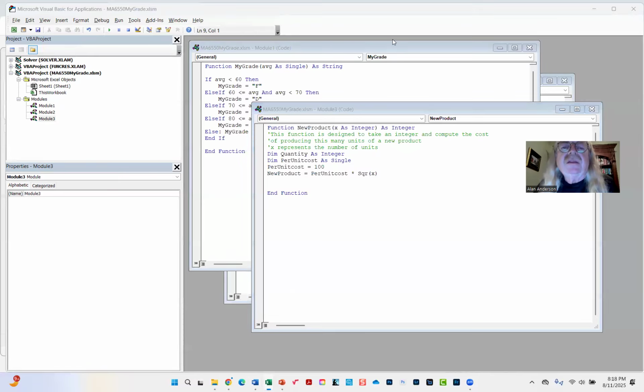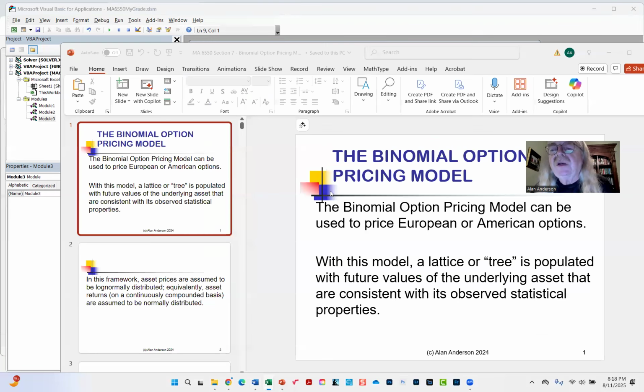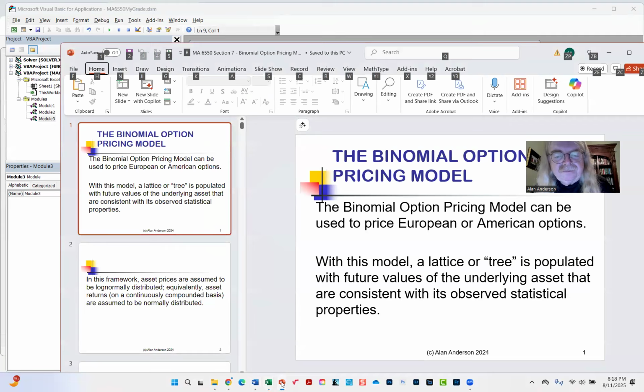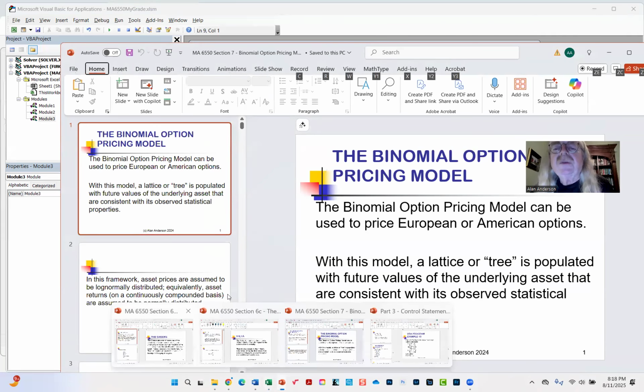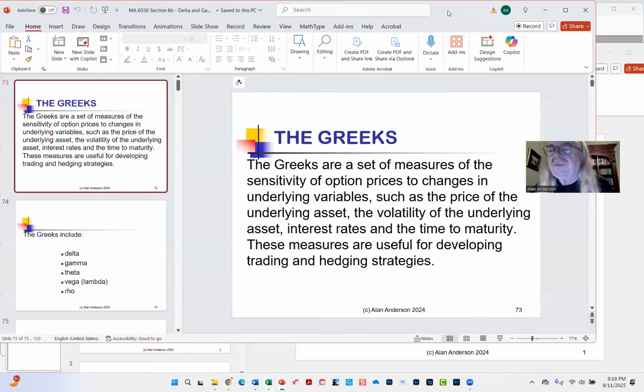All right. So anyway, let's get back to the new material, which is the Greeks. Now, the Greeks are a set of risk measures associated with options. They're used by traders to determine how sensitive their positions are to changes in underlying variables, which means the variables that determine the price of an option. You'll see in a second why they're called the Greeks.